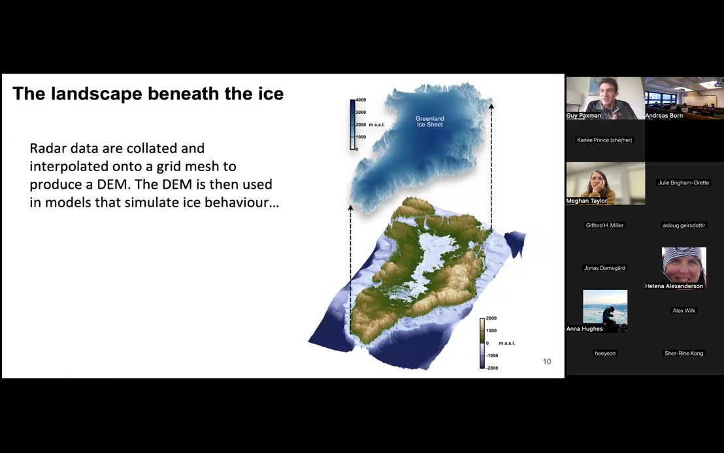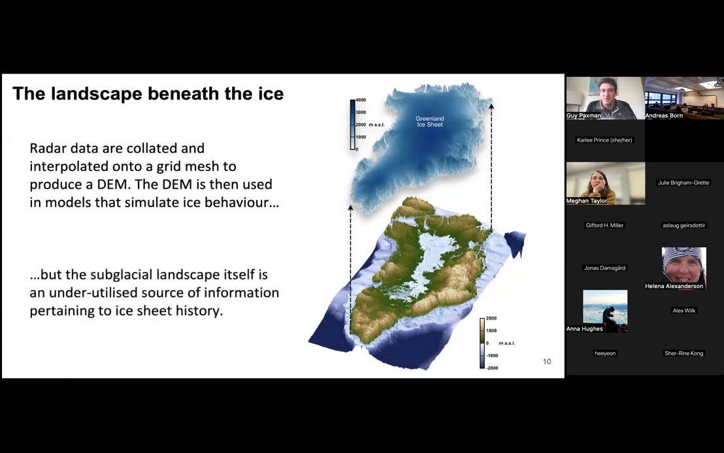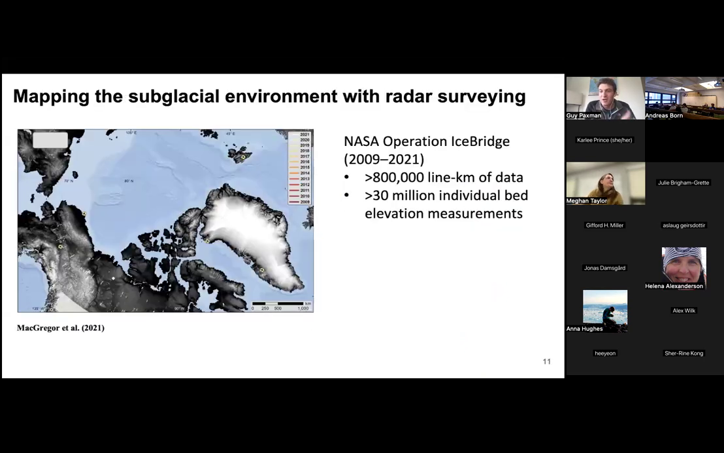But I think one of the things that's maybe been underutilized about these data is that these measurements of the subglacial landscape themselves are actually a really underutilized source of information regarding the history of the ice sheet and the geomorphic record that it's left imprinted upon the landscape. So I think there's still quite a lot we can look at with these data sets.